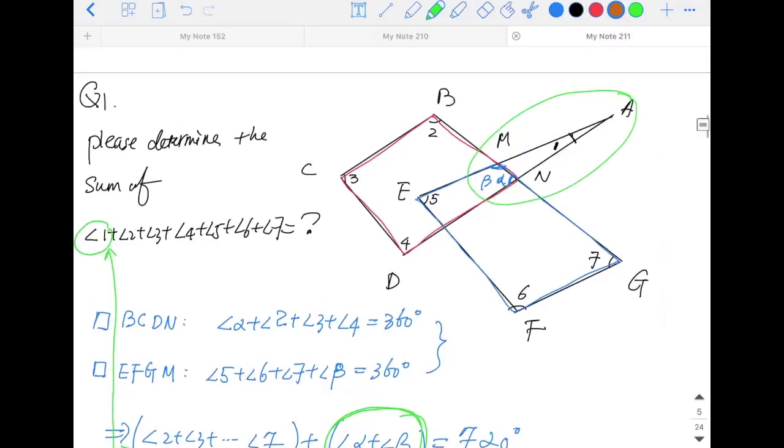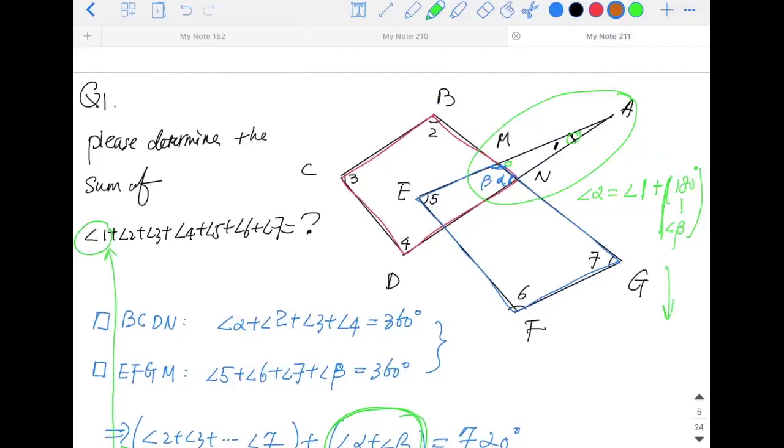I can see that this is actually a triangle with an internal angle and external angle. So we're going to use the external angle property. The external angle will be the sum of the two non-adjacent internal angles. So angle alpha equals angle 1 plus this guy. This guy equals 180 degrees minus beta. Is that right? Angle alpha equals angle 1 plus 180 degrees minus angle beta.